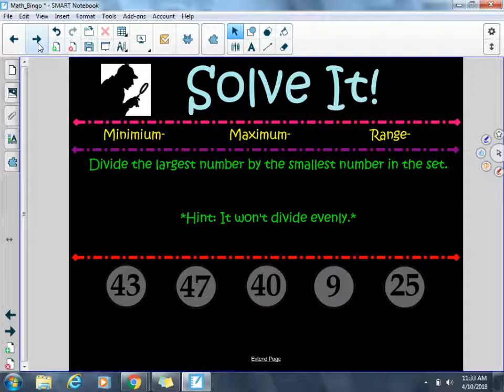All right, we're on to our bonus question here. All right, so first thing you want to do is find the minimum, the maximum, and the range. Okay, and then your bonus question for your gray bonus box says divide the largest number by the smallest number in the set. So you're going to do the biggest number divided by the smallest number, and your hint is it's not going to divide evenly, which means you're going to have some left over.